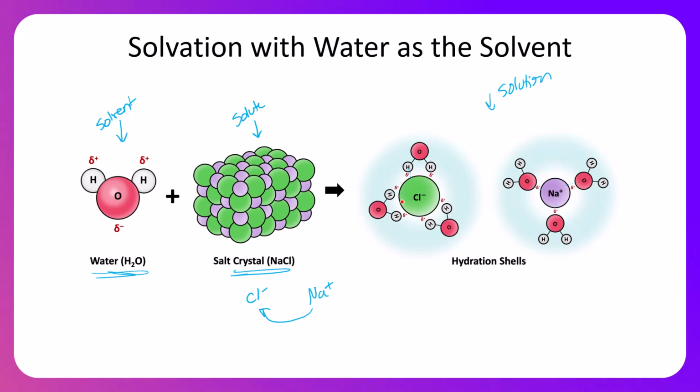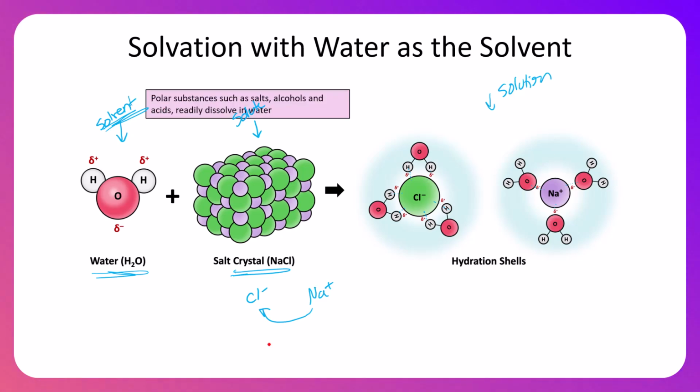So the unequal distribution of charges in our water molecule allows water to be a really good solvent because it has both positively and negatively charged poles, which means it can interact with both negatively and positively charged portions of a polar molecule. So polar substances such as salts, alcohols, and acids are going to readily dissolve in water because they are polar.